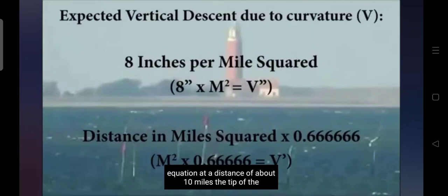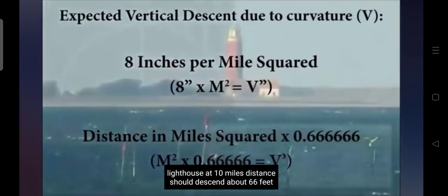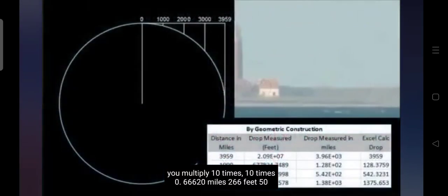So, using this equation, at a distance of about 10 miles, the tip of this lighthouse should descend about 66 feet. You multiply 10 times 10 times 0.666. 20 miles, 266 feet.